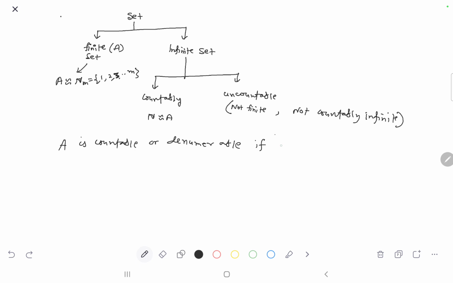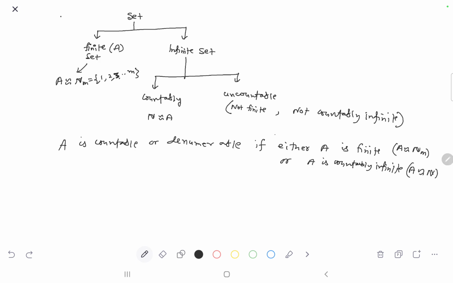A is countable or denumerable if either A is finite or A is countably infinite. Got it? So this means either A is equipotent with N suffix m or A is equipotent with the set N. That's all.